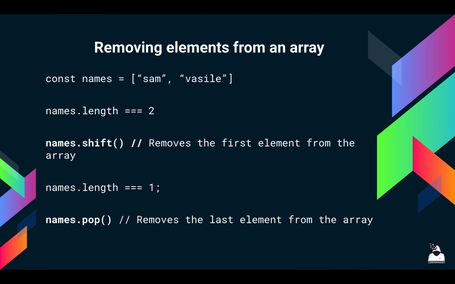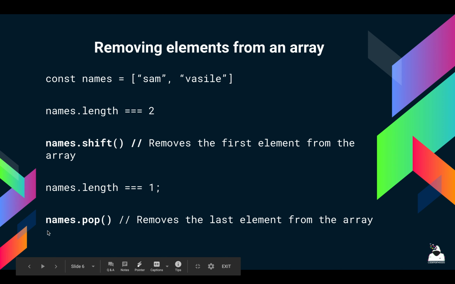Okay, now we want to remove elements from the array. We have two names again, names length 2. We call a function names.shift. It removes the first element from the array. So now this names is still going to point to this array. It's just not going to have Sam in it. So it's going to have length 1, and only Vasil is going to be in the list.